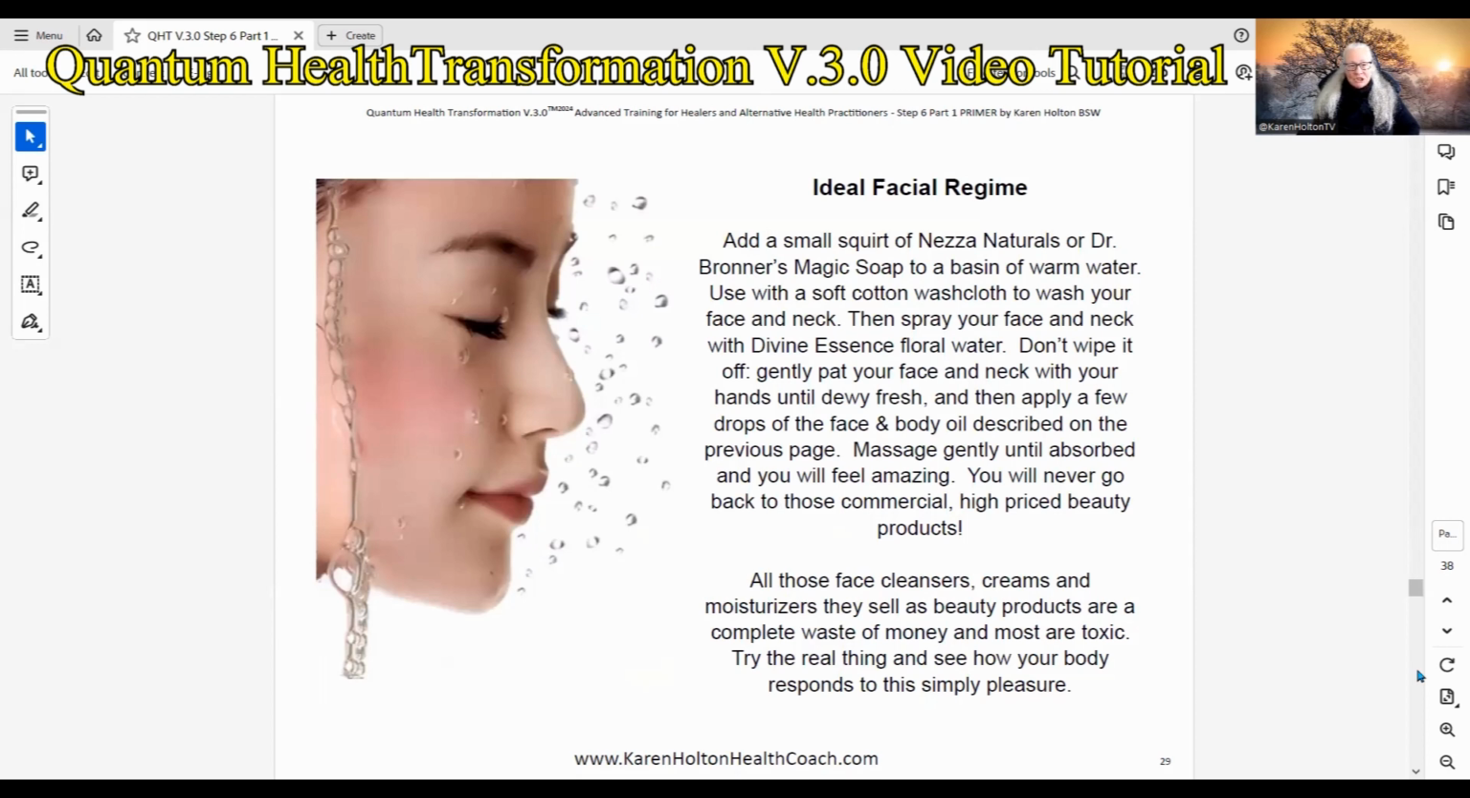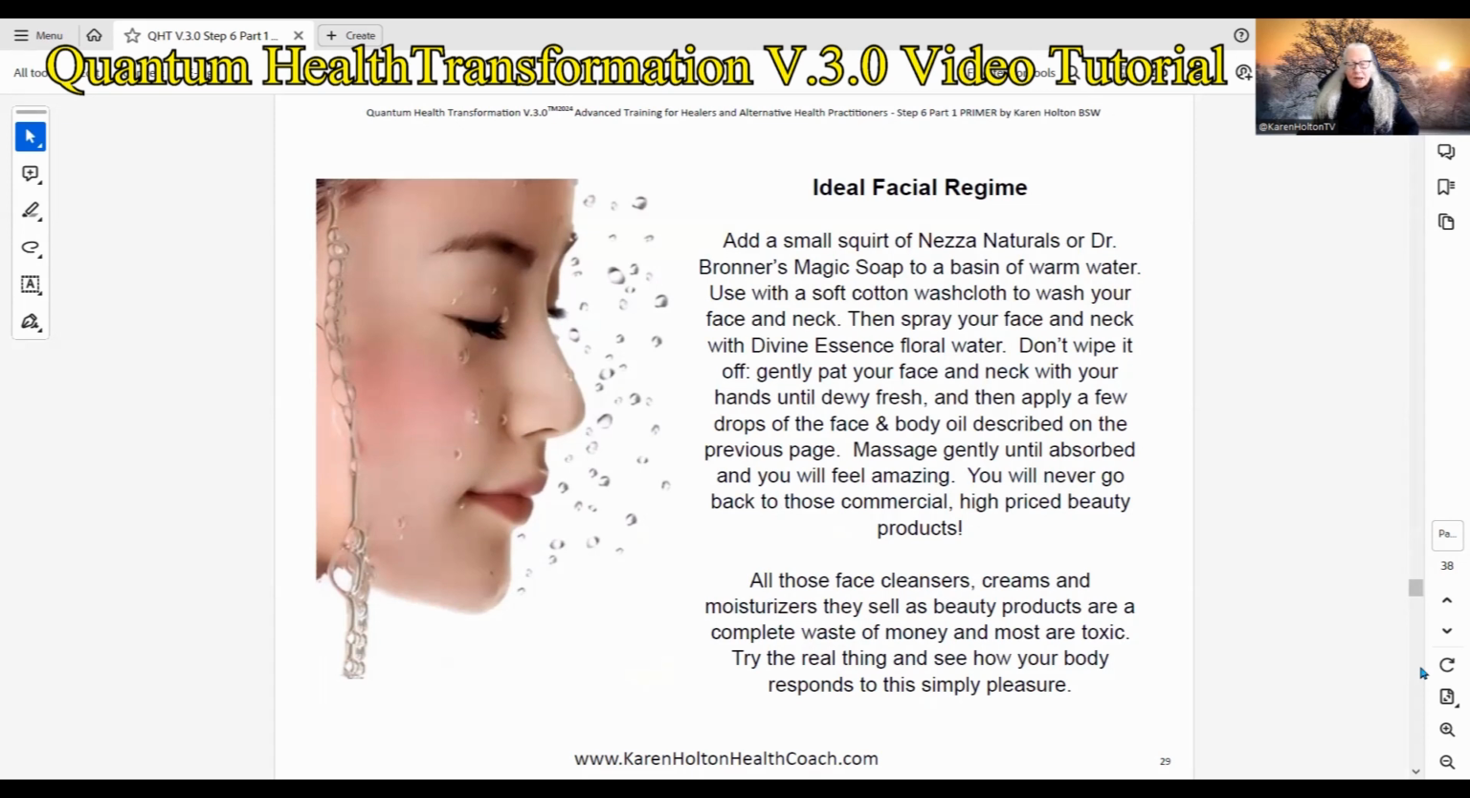An ideal facial regime. Add a small squirt of Neza Naturals or Dr. Bronner's magic soap to a basin of warm water. Use with a soft cotton washcloth to wash your face and neck. Then spray your face and neck with Divine Essence floral water. Don't wipe it off. Gently pat your face and neck with your hands until it feels dewy fresh, and then apply a few drops of the face and body oil described on the previous page. Massage gently until absorbed, and you will feel amazing.